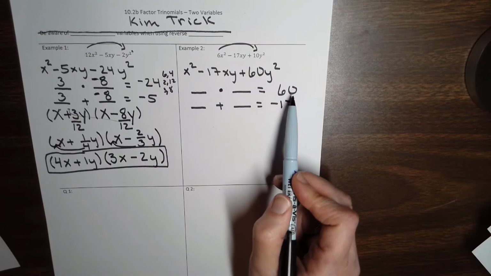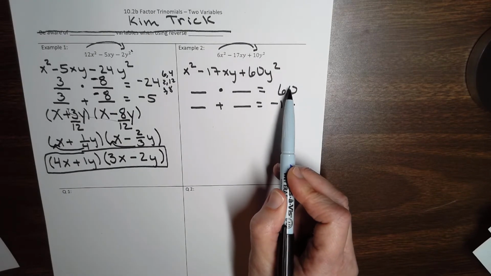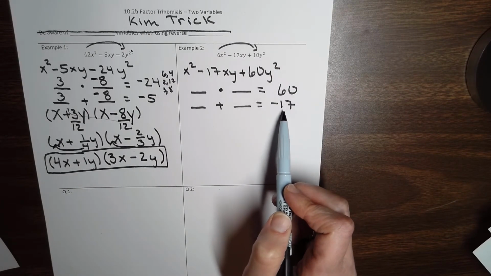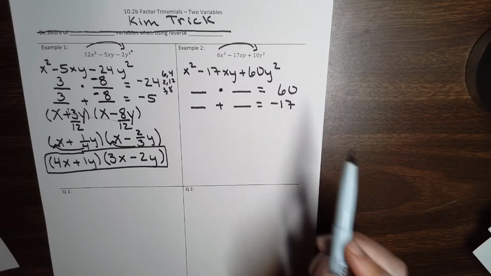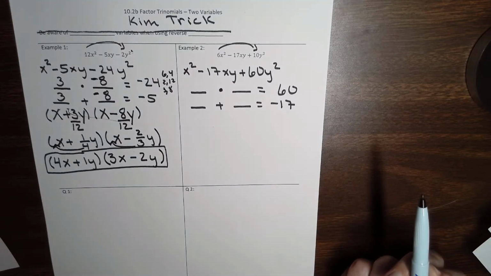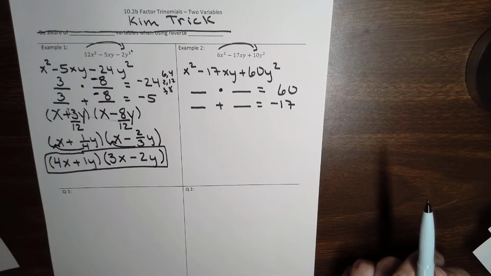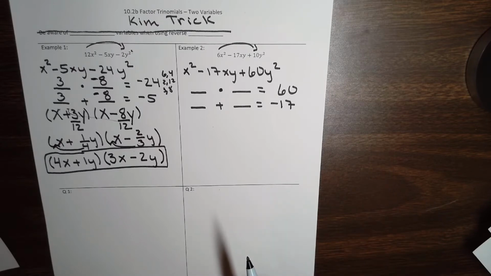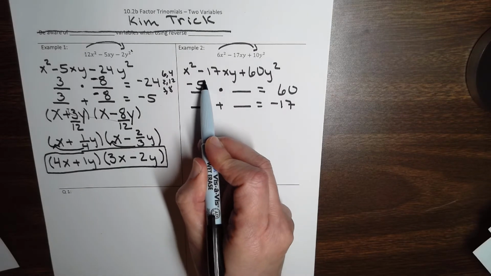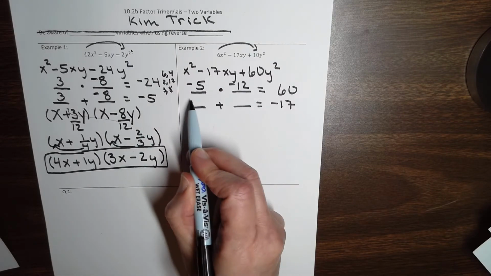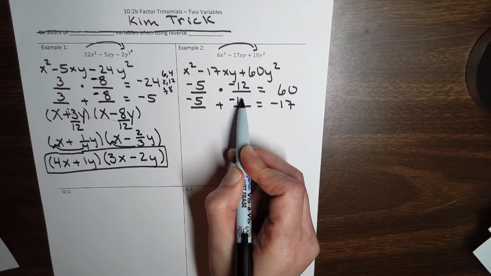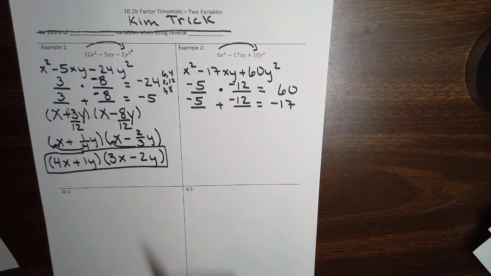Again, just like we did before, you can write out the combinations for 60 and see which ones, when you add or subtract, you would get negative 17. If you want to try to write those down, you can stop the video and try it on your own first to see if you can write the right combinations. Okay, let's see if we get the same thing. I got minus 5 and minus 12. Minus 5 times minus 12 gives me positive 60. Minus 5 plus minus 12 gives me negative 17.